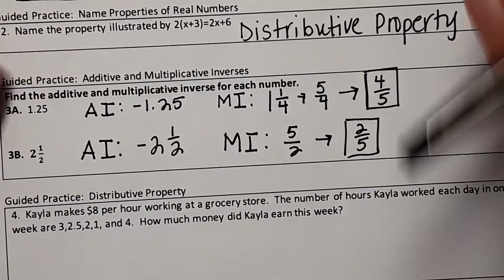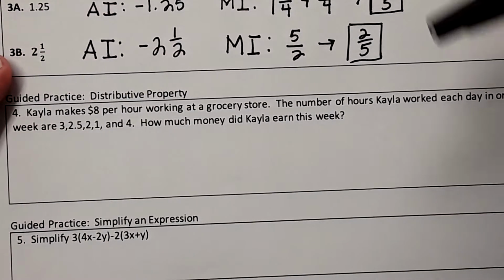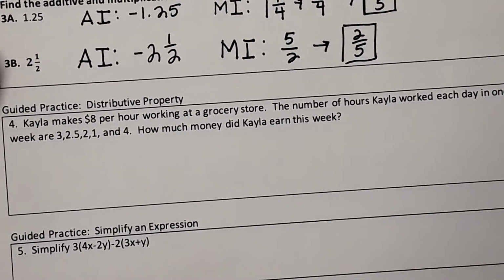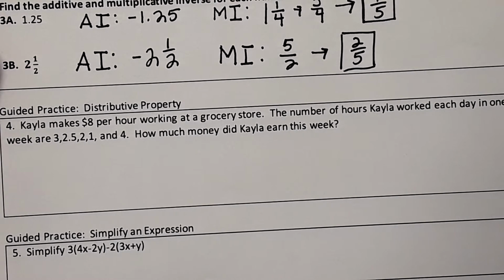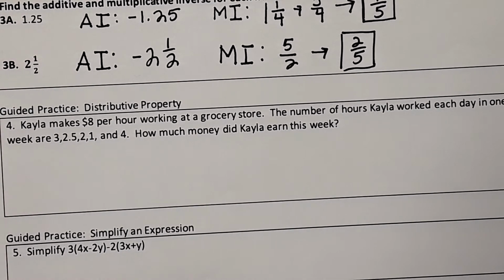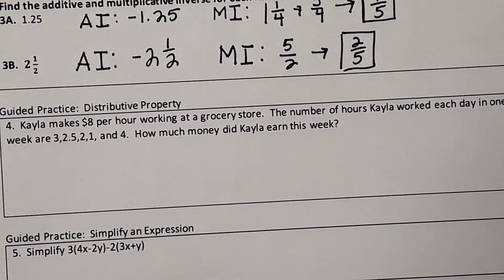Okay, we're almost done. Kayla makes $8 per hour working at a grocery store. The number of hours Kayla worked each day in 1 week are 3, 2.5, 2, 1, and 4. How much money did Kayla earn this week? So how are we going to figure out how much money she made?